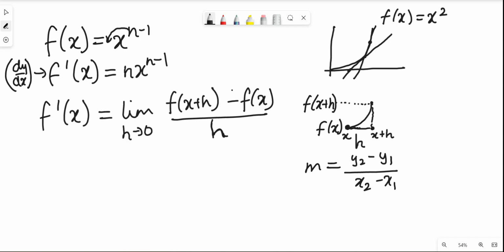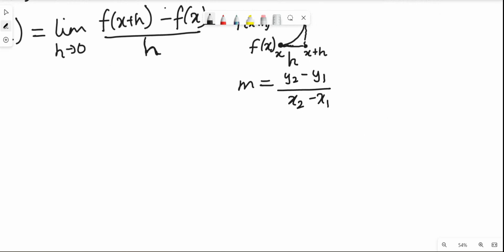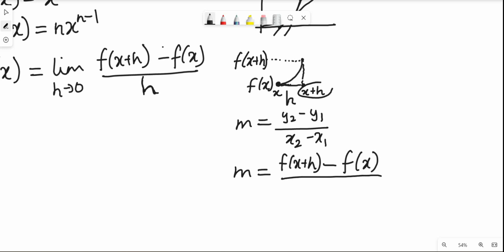And now we can plug the values into the equation. Let me just scroll down a little bit. We can plug the values into the equation. Okay. So when we plug it in, we get m equals f of x plus h, because remember, y2 is the top y value, which is f of x plus h, and minus y1 is f of x, and all divided by, this is x2 minus x1, so this minus that, so x plus h minus x.